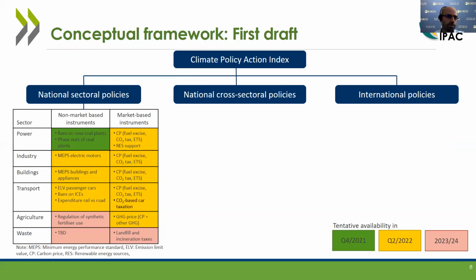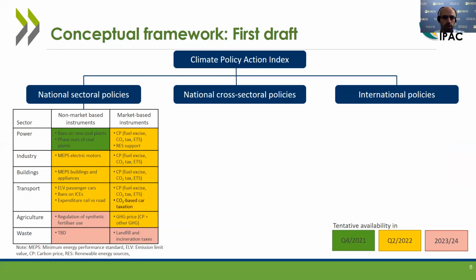the coming weeks. So on the sectoral policies, we cover 6 large emitting sectors that jointly account for more than 90% of global greenhouse gas emissions. So the power sector, the industry sector, building sector, transport, agriculture, and waste. And we distinguish between non-market-based instruments and market-based instruments.